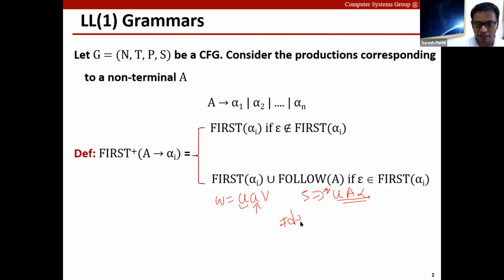And what is the idea? The idea is if the current look ahead symbol a belongs to first plus of a goes to alpha I, then use the substitution rule a goes to alpha I. This is the basic idea.